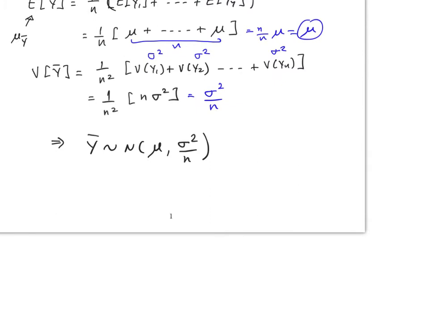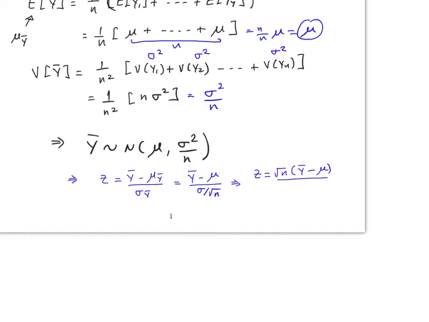Alright, so now remember you want to use a calculator to find these values. Most calculators and most tables only give you the standard z values. So that means you define z to be y bar minus the mean of y bar divided by the standard deviation of y bar, and you can write this as y bar minus mu divided by sigma over the square root of n, or it may be easier to write it like this. It's easier for computational purposes.